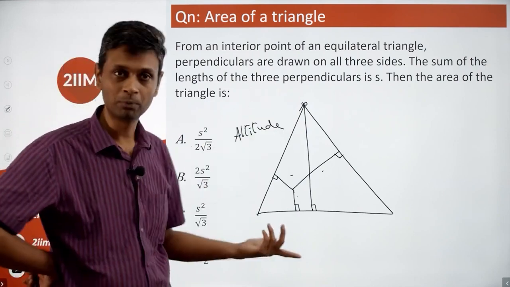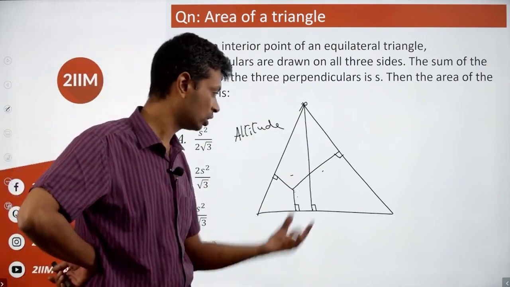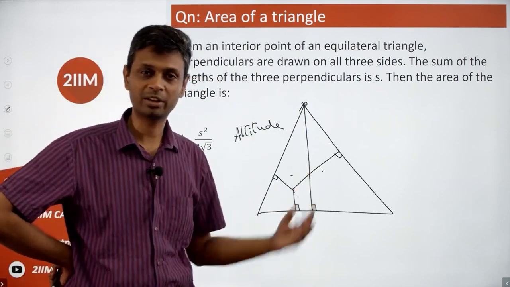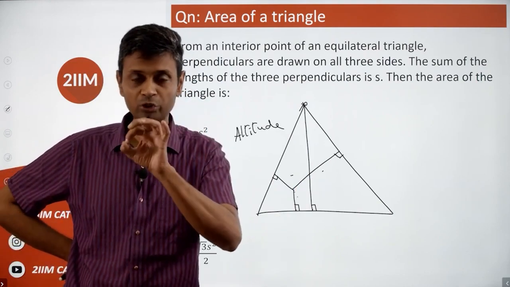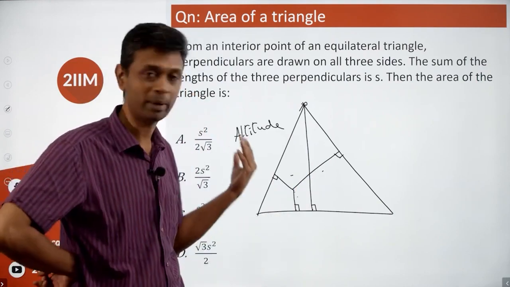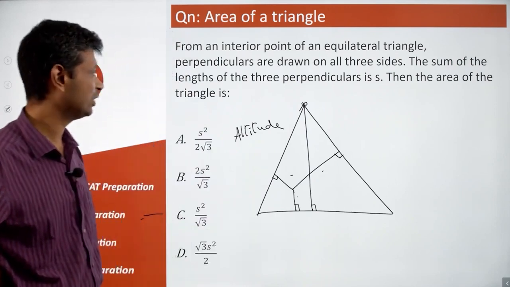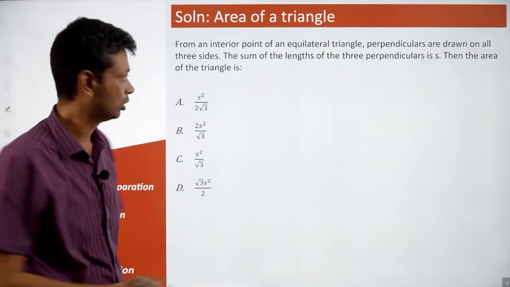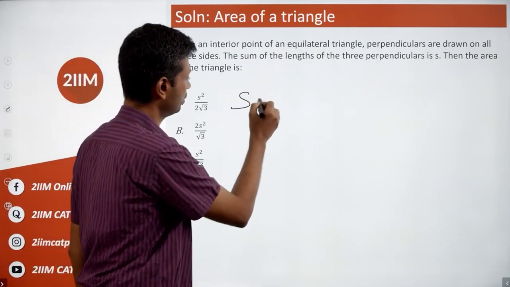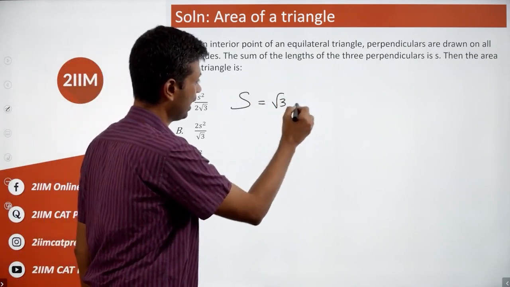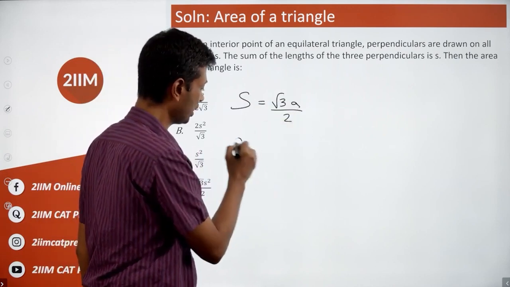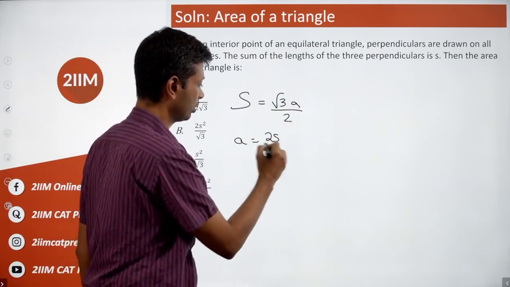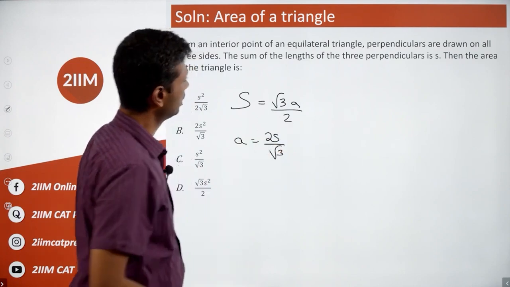Pick one point, you're good to go. Or you could have picked the centroid or orthocenter or circumcenter. They're all coincident. From that point, you could have assumed and then done this, or you'll always come back to this. This question effectively is saying S is root 3 by 2 a. Done. So the sum of all this is root 3 a by 2, or a is 2s by root 3.